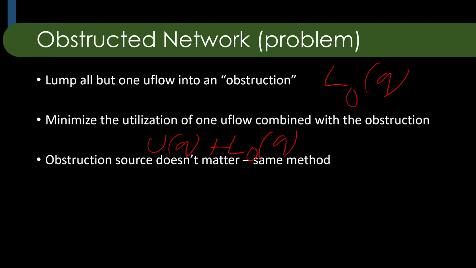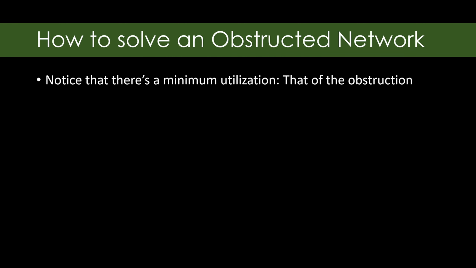Now the thing is, we don't actually care what caused the obstruction. It could be traffic, it could be a temporary closure, it could be a whole bunch of things. We don't actually need to use any of that. So let's solve one of these obstructed network problems. The first thing we can do is say we can't be any better than the obstruction itself, because flows are never negative, and if you add 2 things that are non-negative, it's the same or bigger.